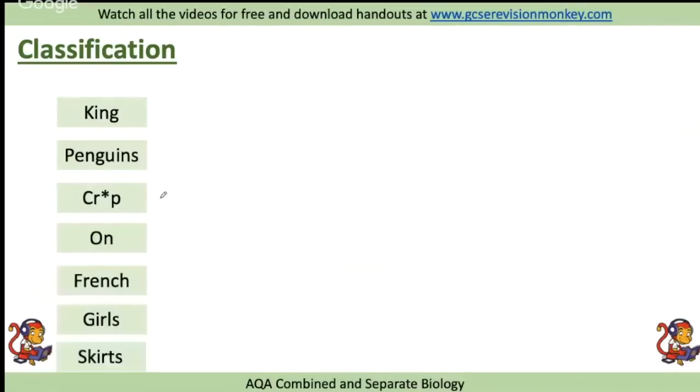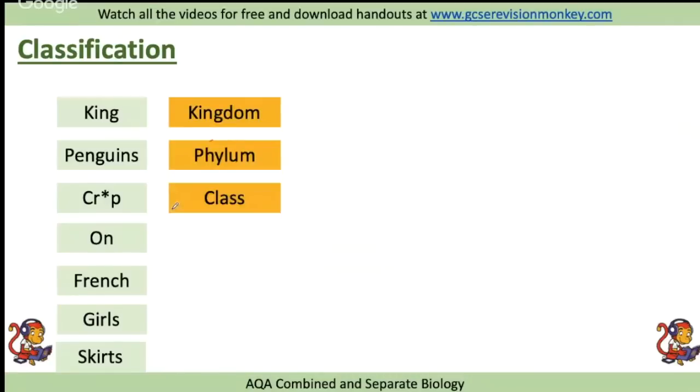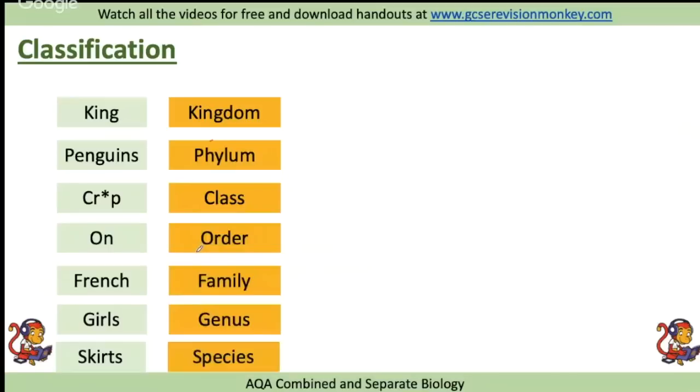So classification. Here's a little bit of a rude rhyme to help you remember classification. So king penguins crap on French girls' skirts. Okay, so that mnemonic there will help you remember how we classify animals, and plants and fungi and everything else. King stands for kingdom, P for phylum, C for class, order, family, genus, species.